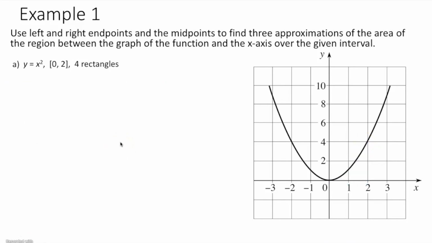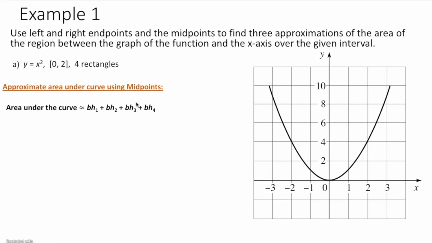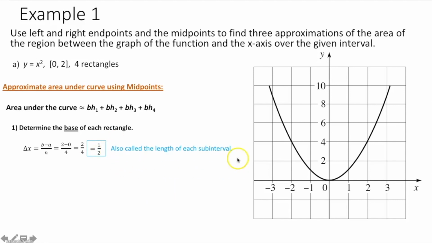Now, lastly, we need to do a midpoint approximation. So all that's different here, again, we have 4 rectangles that we're trying to find base times height for, and then we add up areas of the rectangles to get our approximation. The base is going to be the same. Delta x is equal to b minus a over n. A and b and n are going to be the same, so your base is still 1/2 for each of the rectangles. And that is also the length of each of your subintervals.